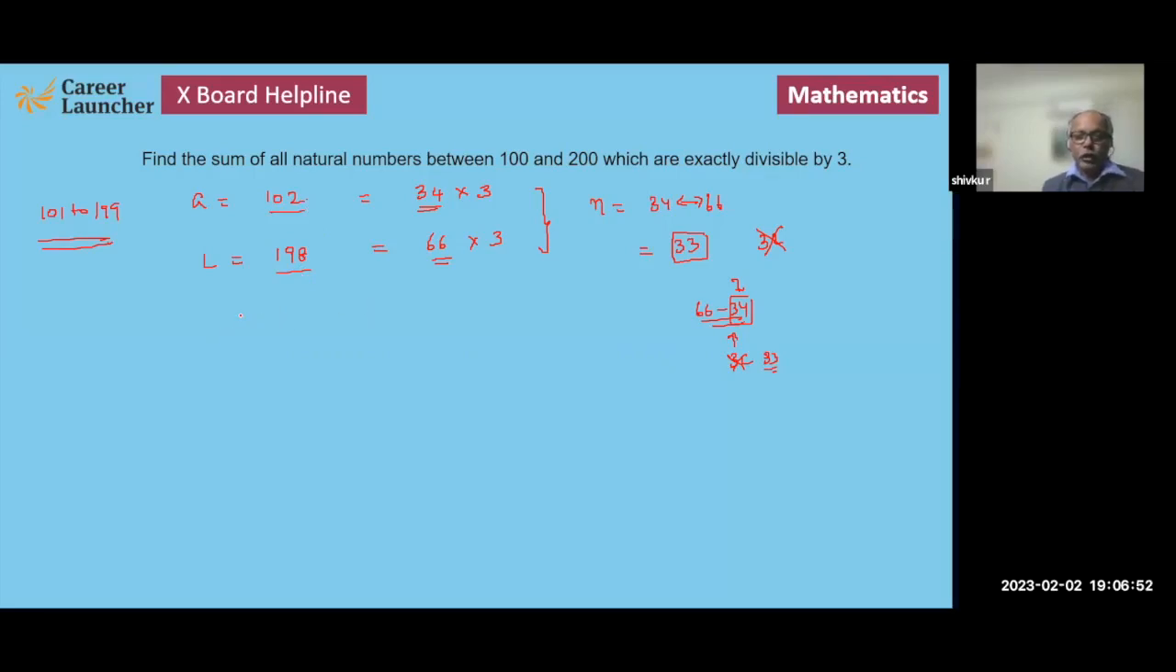So what should I do now? My sum of all the numbers is equal to n by 2 into the first term plus the last term, which is 33 by 2 into 300, or 150 into 33. So what do you get?